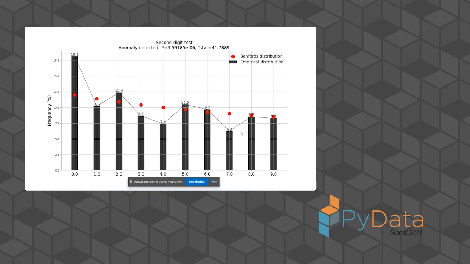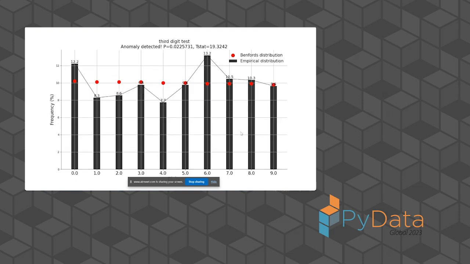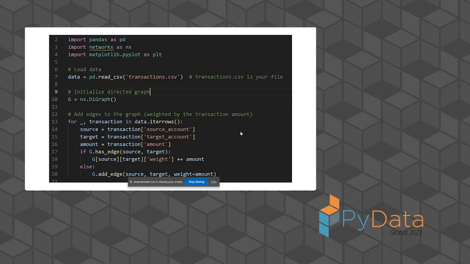This is for second digit and third digit. Okay. So next, we have to visualize the things. So we have to show the relationship between different bank accounts if there is money laundering. So for that, we can make use of a library called NetworkX. Again, read the transactions or bank statements.